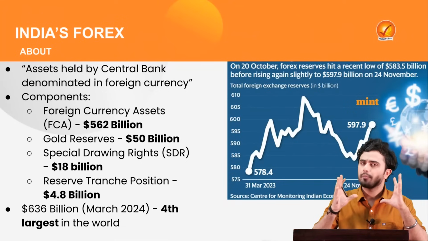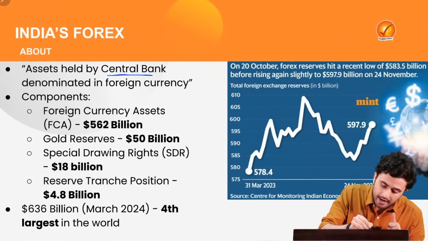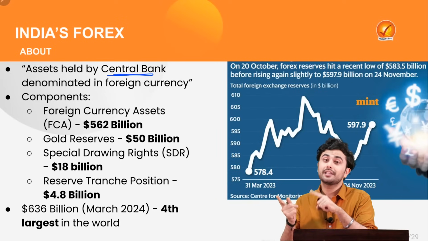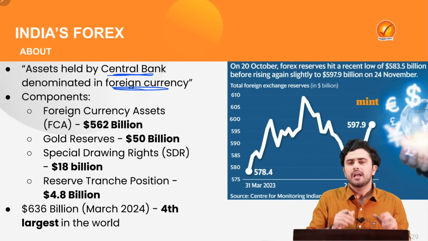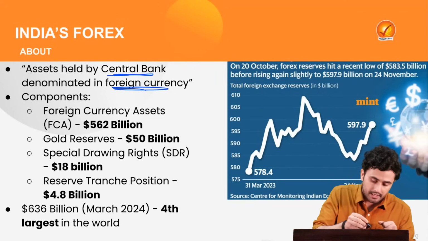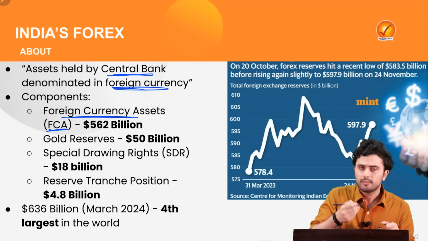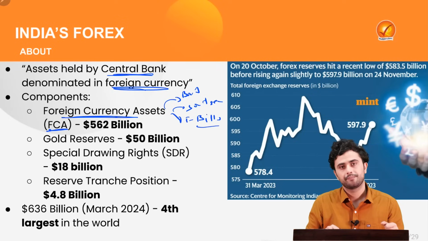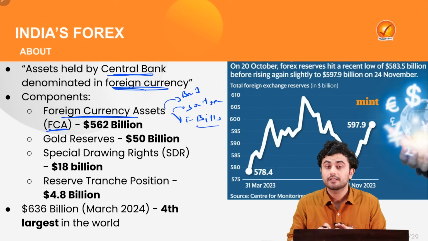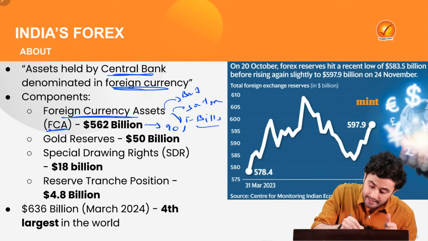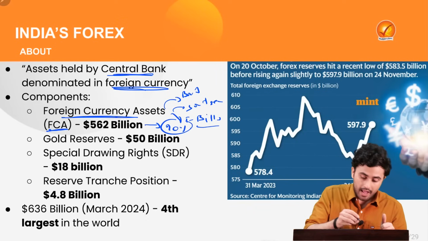Foreign exchange reserves are basically the assets which are held by the central bank of a country such as RBI, and they are denominated in a foreign currency. Now, such Forex has four components. The first is the foreign currency assets, which can be bonds, government securities, treasury bills, etc.